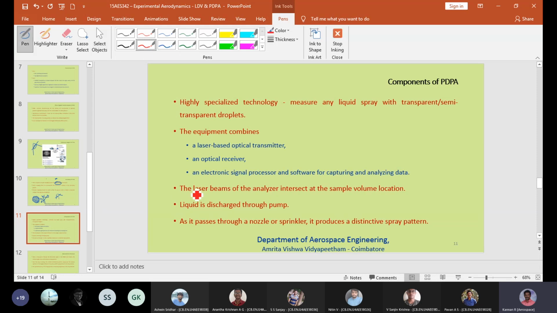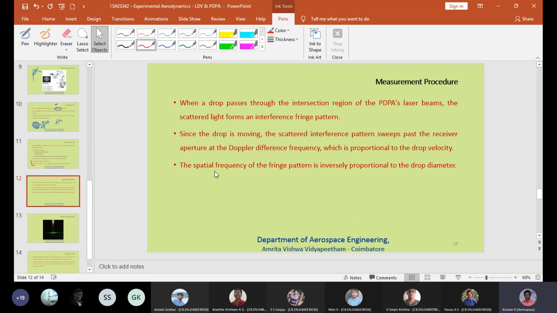Here, the liquid is discharged through the pump. It passes through the nozzle orifice or a sprinkler. It produces an attractive spray pattern. You might have seen that in most locations. What will happen if you take your spray pattern? The spray pattern is going to come, and droplets are going to be there.